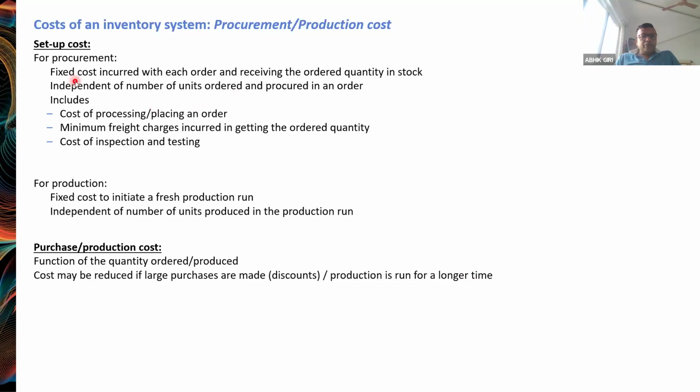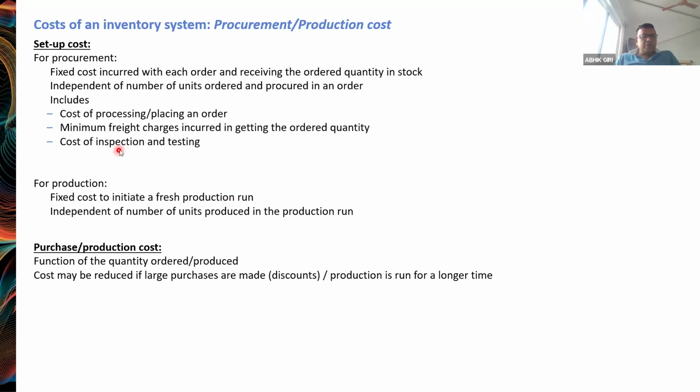Apart from that, there would also be a fixed cost. In the case of production, if we are doing a fresh production run, there is always a fixed cost of starting your machine, starting up your factory, and this is independent of the number of units produced in the production run. Whether you're producing 1 unit or 10,000 units, you would be incurring this fixed cost.